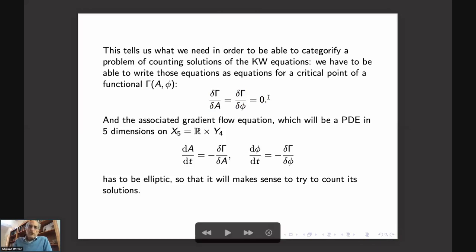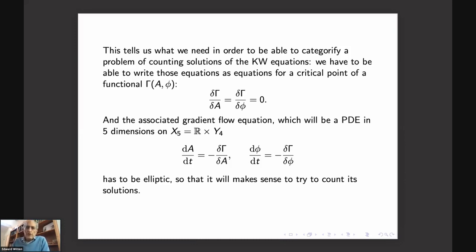And then the associated gradient flow equation will be a PDE in 5 dimensions on the 5 manifold R times Y4, and it will take this form. dA/dt is minus delta gamma over delta A, and d phi/dt is minus delta gamma over delta phi. And that equation has to be elliptic so that it makes sense to try to count its solutions.